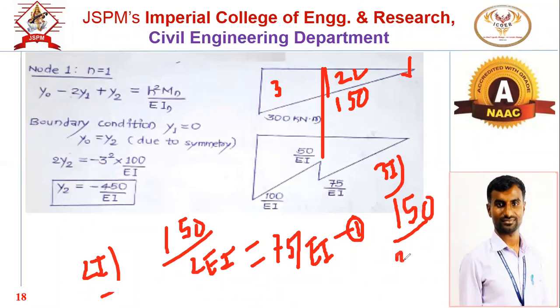150 divided by 3 EI, because the cross section is thrice for the left portion. So 150 by 3, it will be 50 by EI. So this is 75 by EI due to twice of I, and this will be 50 by EI due to thrice of I. So while putting these values in that M by EI term, again you have to take the average of this.